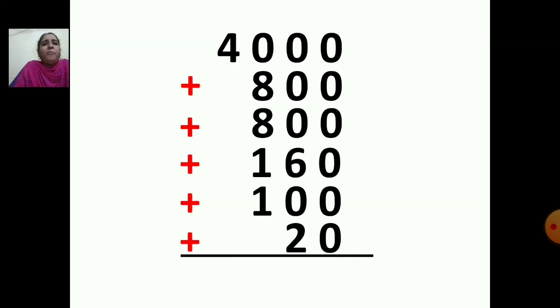Now first what came? 4,000, 800, 800, 160, 100, 20. Right? Now you are going to add all these numbers. So we will start from units, please. 0 plus 0, everywhere it is 0. So your answer will be 0 only. 6 plus 2, 8. Very good. Now 8 plus 8 is how much? 16. 16 plus 1, 17. 17 plus 1, 18. So 8 will come down and 1 will go in thousands place, right?